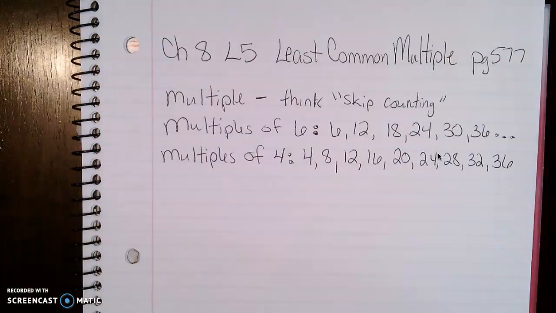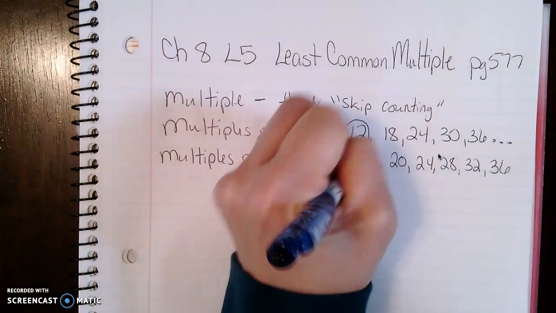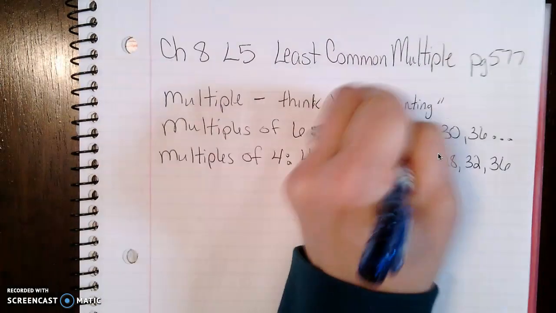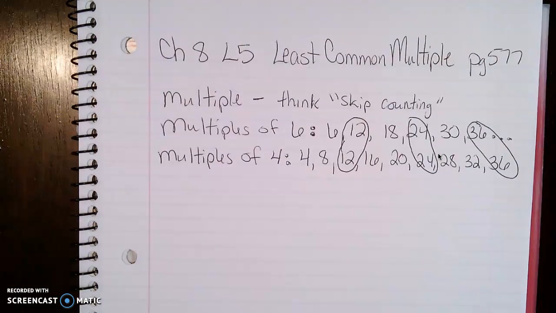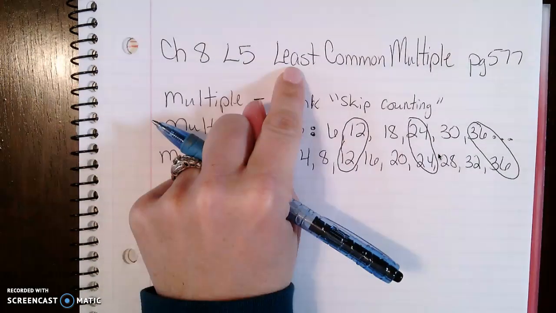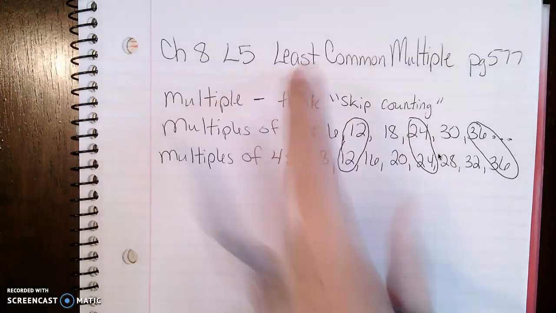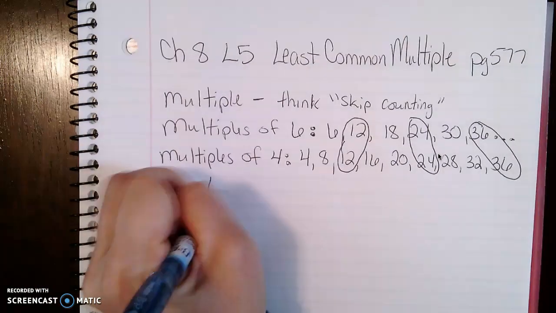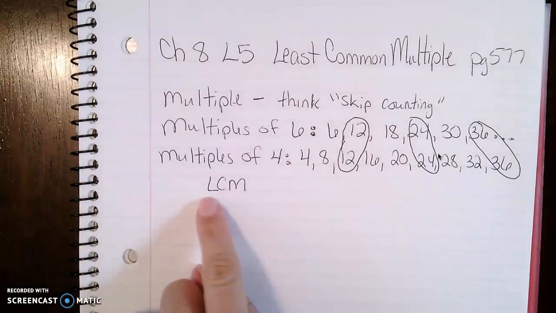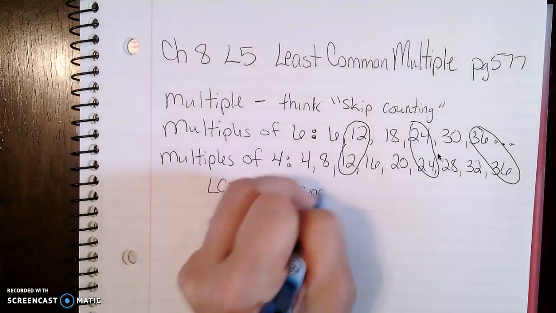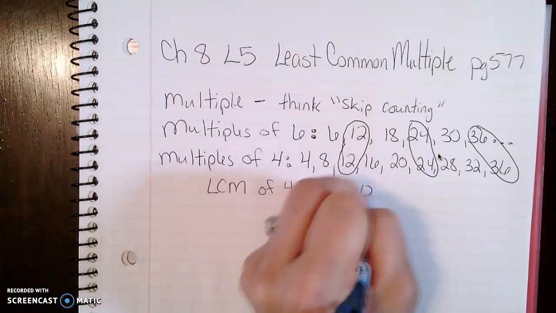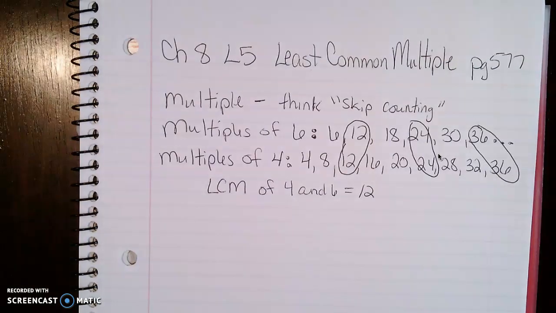So we can see that 4 and 6 actually have a lot of common multiples. They have 12 as a common multiple, they have 24 as a common multiple, and they have 36 as a common multiple. But I want the least common multiple, so the smallest of the common multiples. So the least common multiple, which we abbreviate as LCM, of 4 and 6 equals 12. That is the smallest number that they have in common.